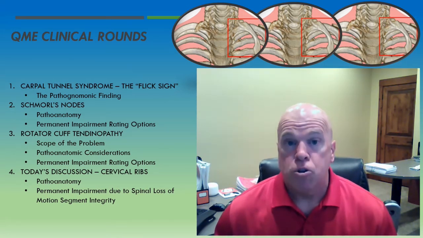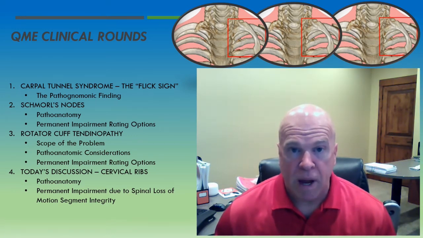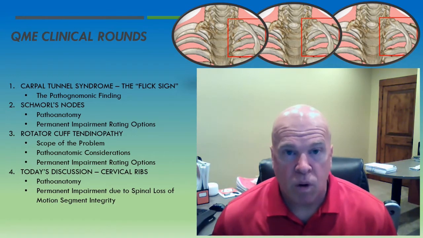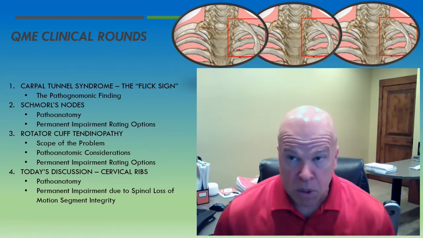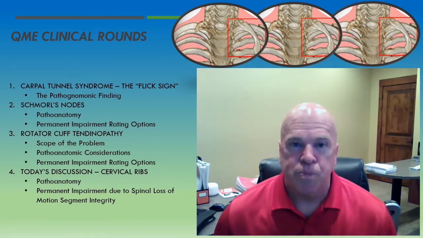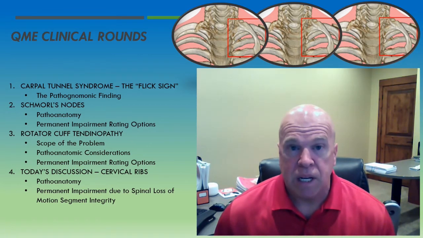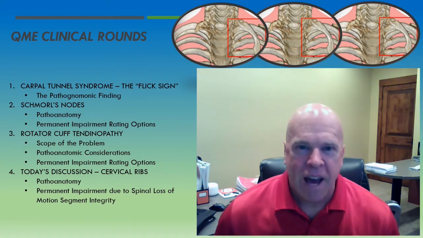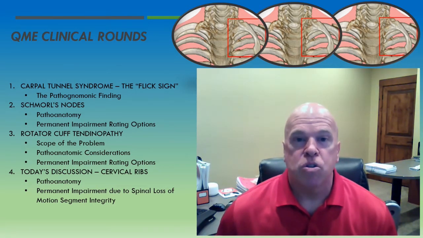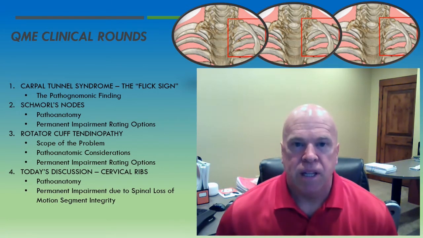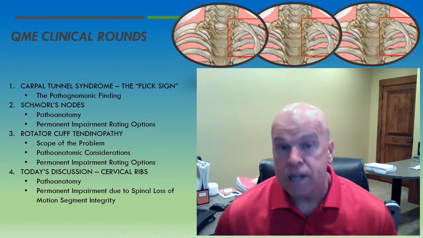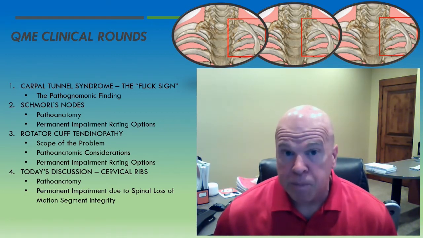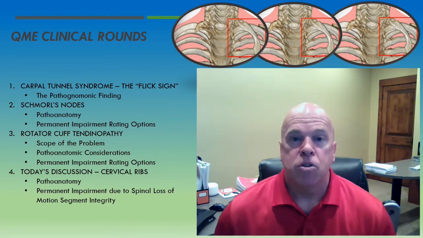So as you know, with examinees who suffer a cervical spine injury, when they become permanent and stationary, one of our obligations as a qualified medical evaluator is to evaluate the examinee for the presence or the absence of every single one of the cervical spine impairments that are described in the AMA guides. So as a qualified medical evaluator, we're obligated to assess our examinee for permanent impairment due to alteration of the normal motion segment integrity of the individual vertebrae of the cervical spine.